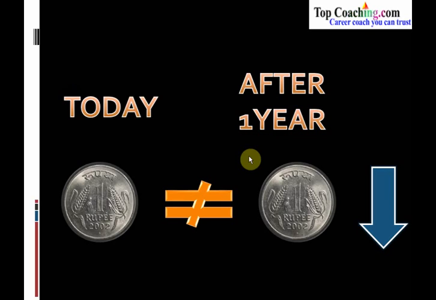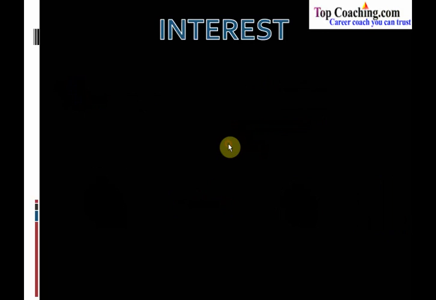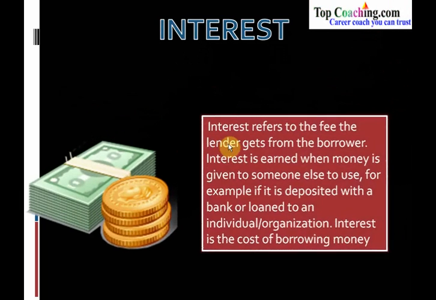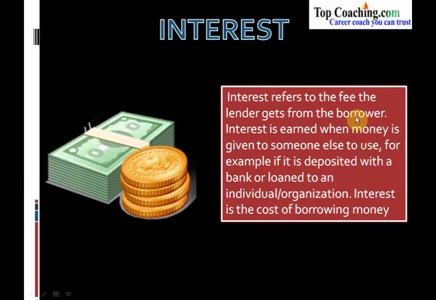In this entire chapter, we are going to study about interest. Whenever we borrow or whenever we lend, there is always an interest, which is the extra amount that is paid or received when we borrow or lend. So first of all, let's try to understand what we mean by the term interest. Interest refers to the fee the lender gets from the borrower. Interest is earned when money is given to someone else to use.